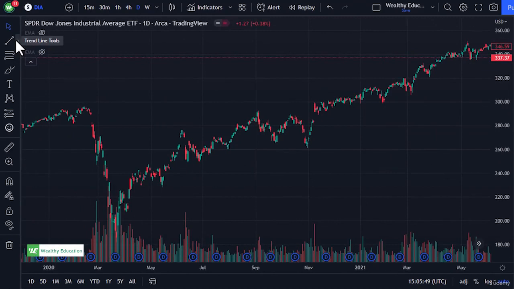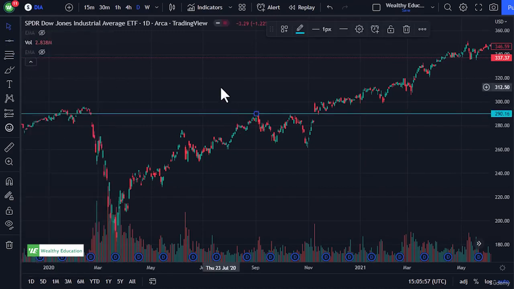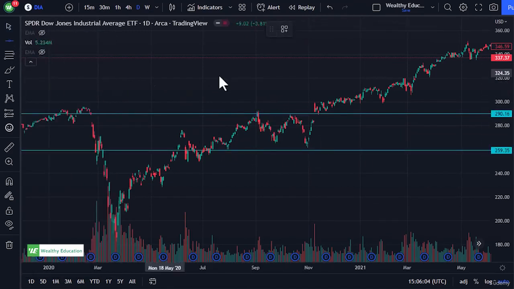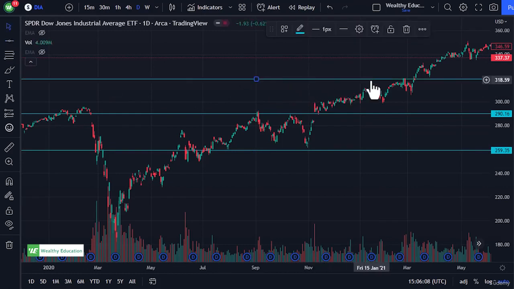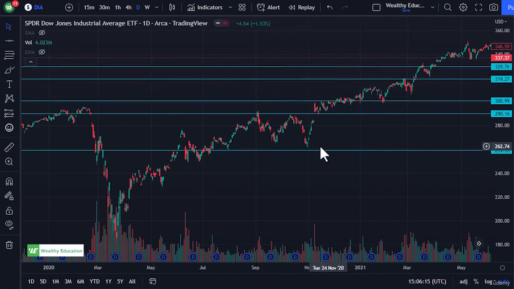So you can come over here, click on your trend line tools, and either use the trend line tool or use the arrow to do a horizontal line. I'm just going to plot them very quickly in areas that look like sideways trading, because that's all range bound is. You're just in a range. And you can see that we bounce around here, we bounce around here, we bounce around here.